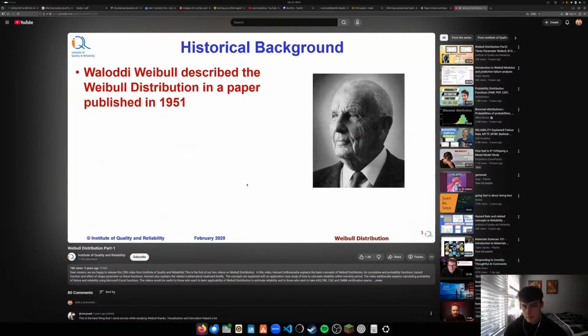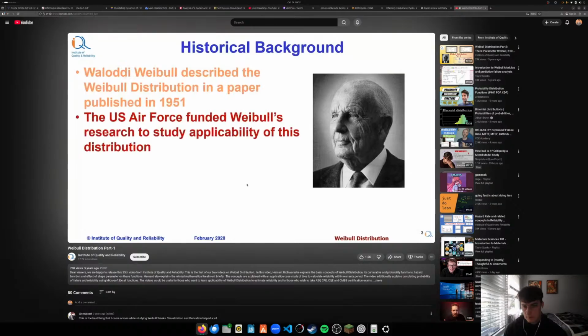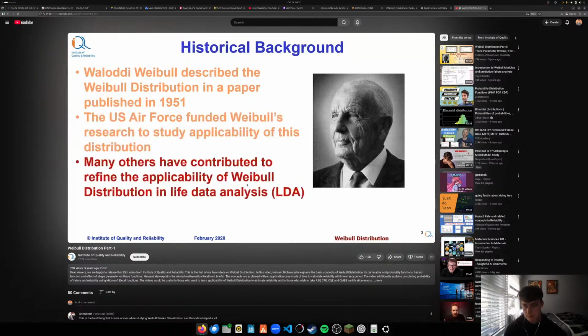Waloddi Weibull described the Weibull distribution in a paper published in 1951. The United States Air Force funded Weibull's research to study the applicability of this distribution. Many others have contributed to refine the applicability of the Weibull distribution in life data analysis.